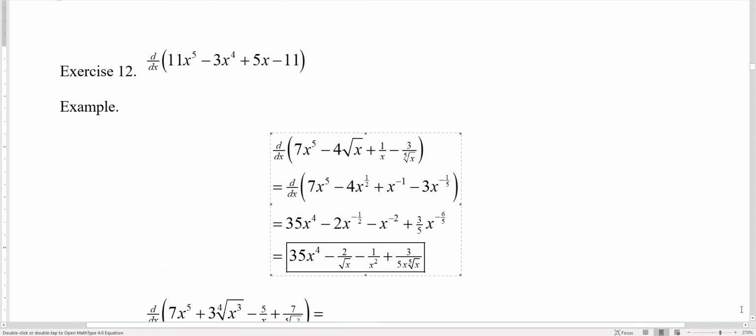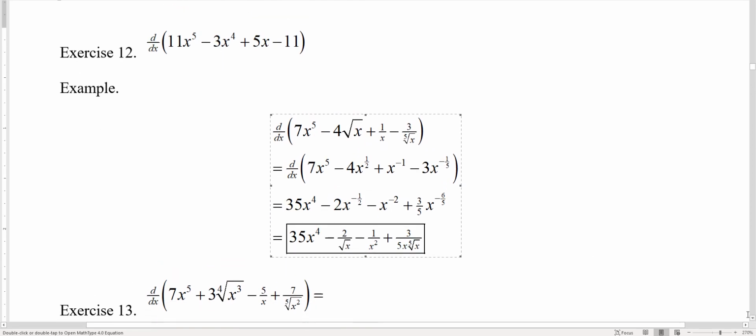Okay, here's one. Let's see if you can do it. You might want to press pause and come back when you're finished. Try this one on your own. Press pause now.